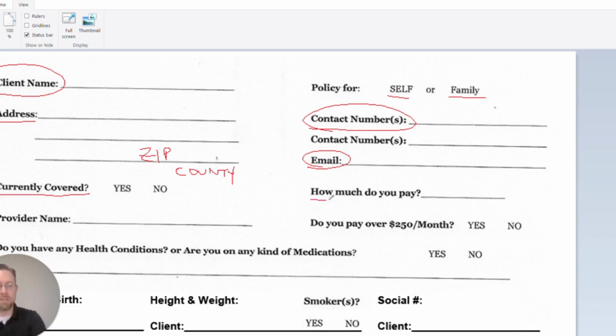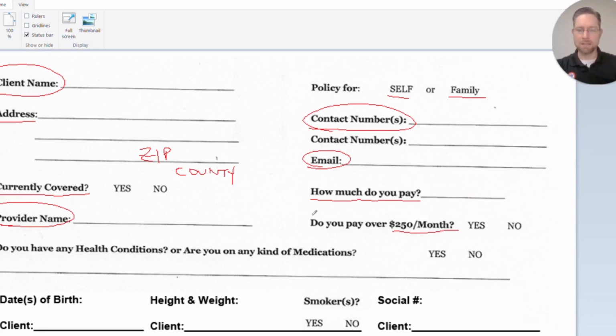I always ask them how much they pay. If it's a price that I can beat, then you've got a win. This is what the client is currently paying, so that's how much they can actually afford. If you can save them money, then you've got a great reason for them to purchase your plan. If they will not tell you how much they're actually paying, that's okay. A secondary question would be, are you paying over $250 a month? If they are currently covered, I always ask them who it is. That would also help you determine if it's an ACA plan, short-term medical, or a healthcare shared ministry.